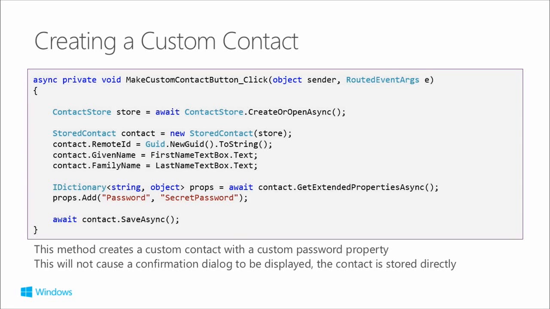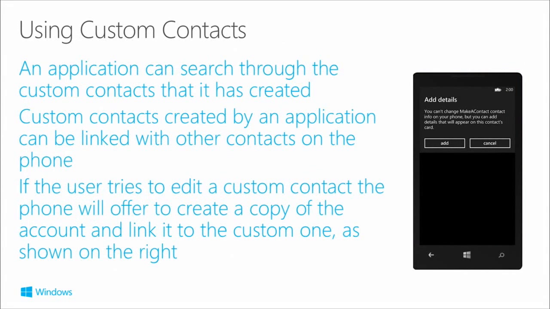To create a custom contact, you create or open a sync contact store. This would create or open an existing app custom store for your app. Then you create a new stored contact object and set some properties on it. This is just a subset of the few that you can set. And then that IDictionary string object props there, that's how you put in these kind of hidden properties that you can have associated with a custom contact. You can use them a bit like tags, if you like, that would enable your particular app scenario to work. And then you call contact.SaveAsync.